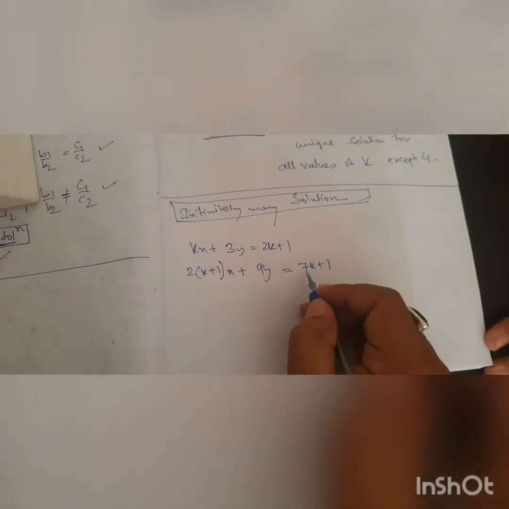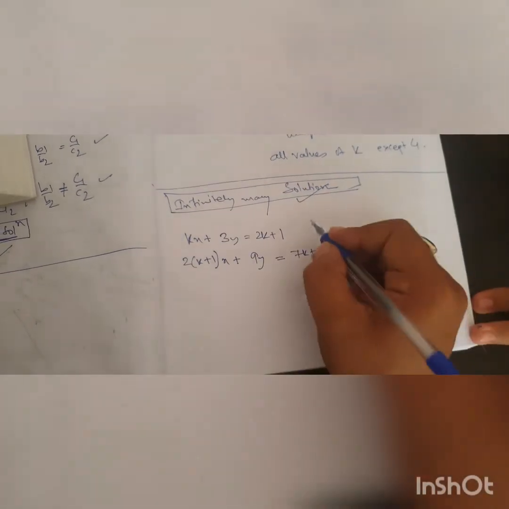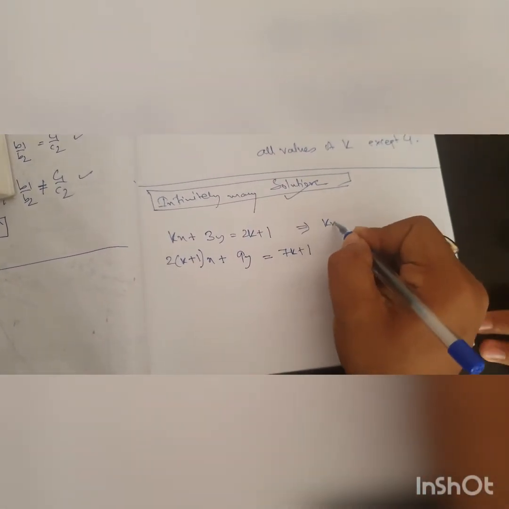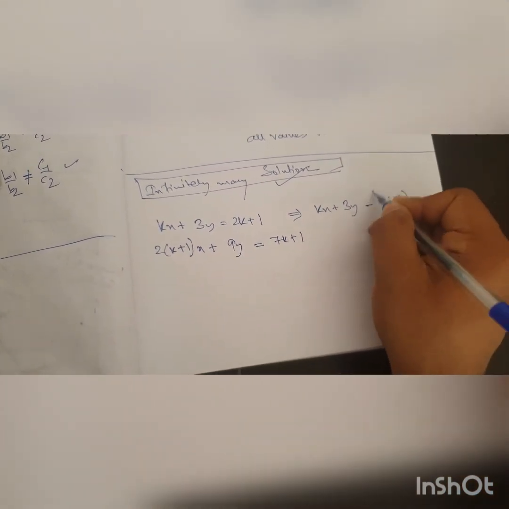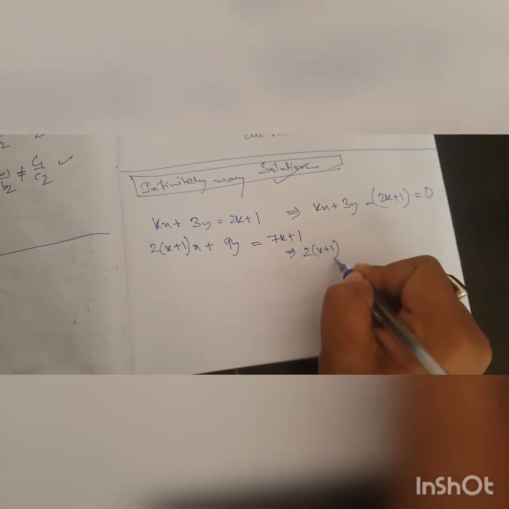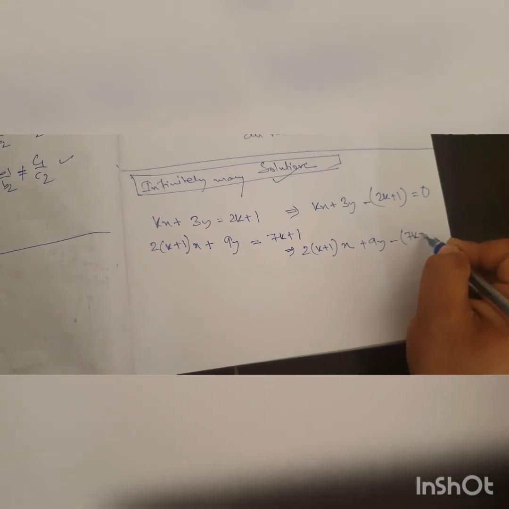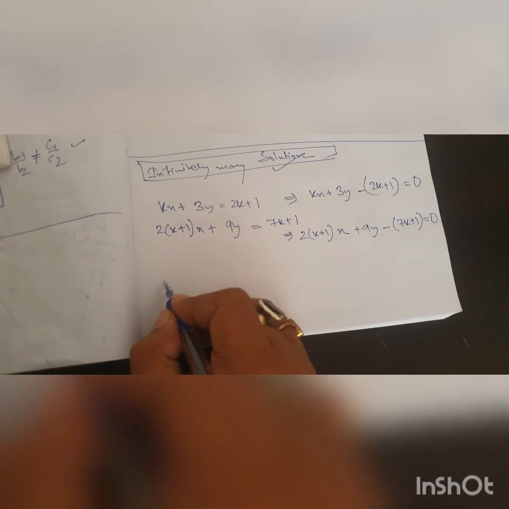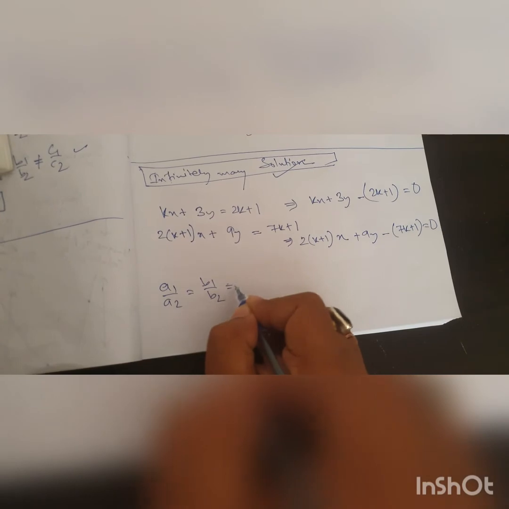They have said to find the value of k if there are infinitely many solutions. Infinitely many solutions is easy, but first you have to write these equations in a proper way. It will be kx plus 3y minus (2k plus 1) equal to 0, and 2 into (k plus 1) x plus 9y minus (7k plus 1) equal to 0. Now your a1 by a2 must be equal to b1 by b2 equal to c1 by c2, but that is not required.